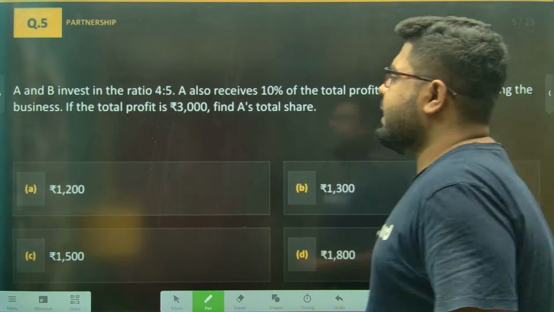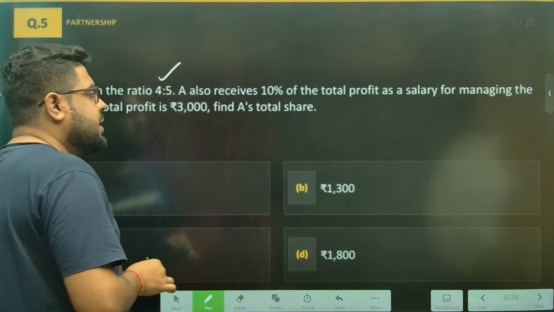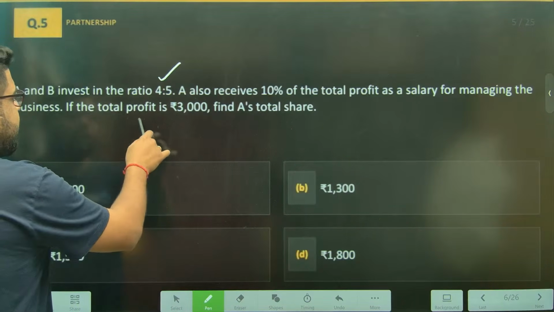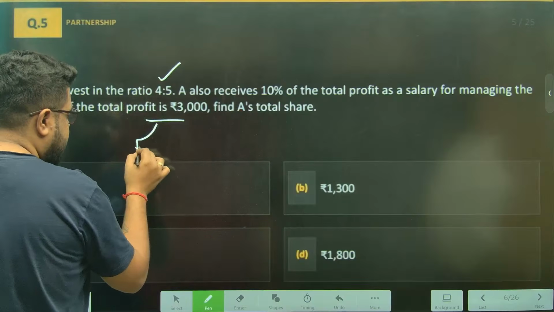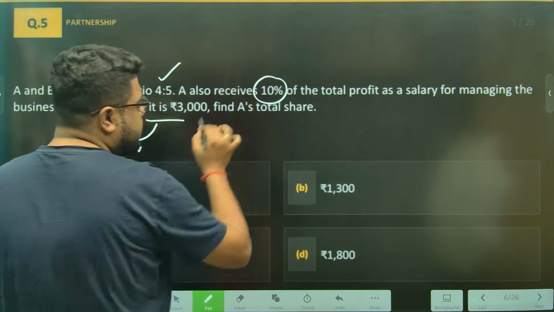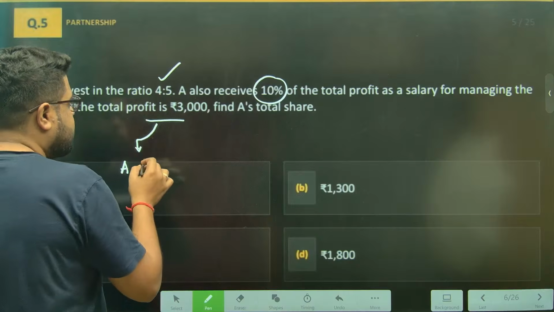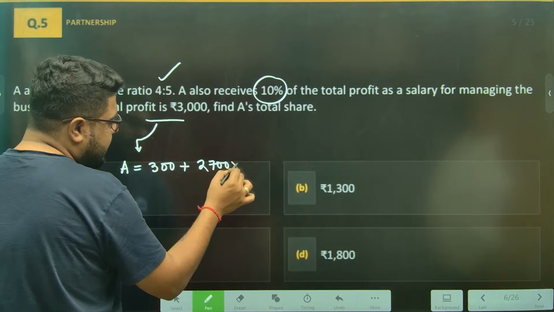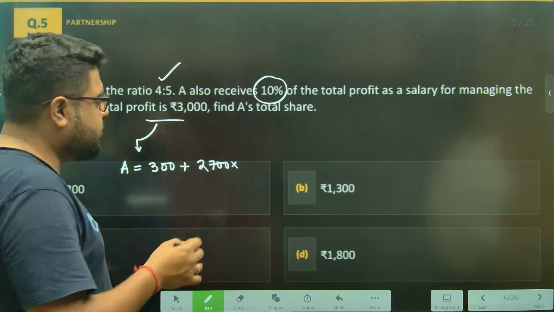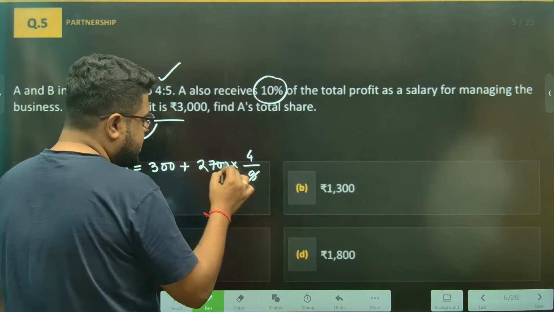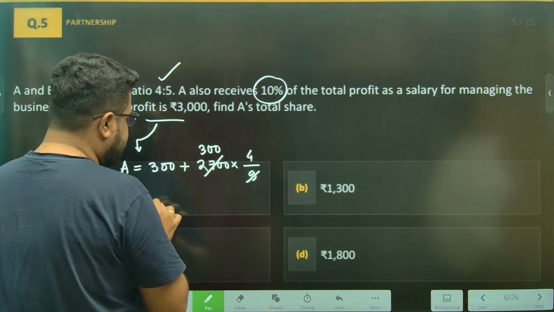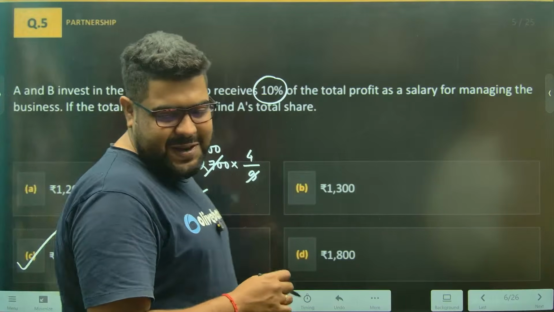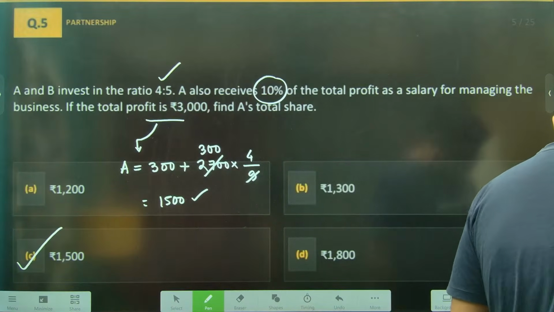Chalo. A and B invest in this given ratio. A also receives 10% of the profit as managing partner. Total profit is this, find A's share. First of all, this 10% is always over the top, meaning it will be taken first. So of 3,000, 10% is 300 rupees. The remaining 2,700 rupees gets distributed into the investment ratio 4:5. So this will be 4 out of 9, which is 1200, plus 300. 1500 will be the share of A. Again, option C. I don't know what happened. All are option C. No worries.